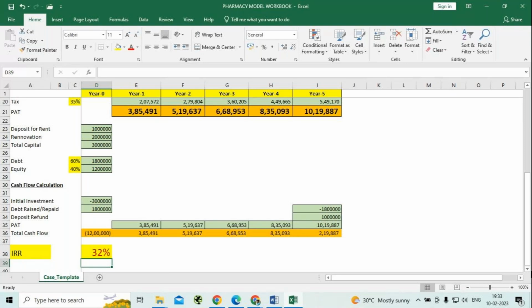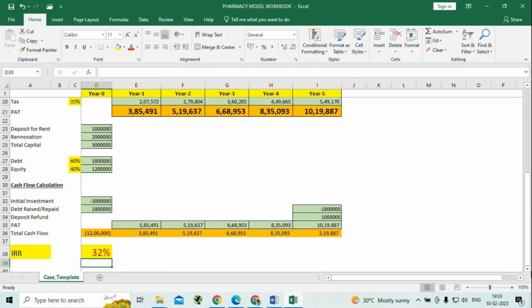So, is it now advisable for a financial analyst to go ahead with this franchisee or not? We were expecting 20%, and it has crossed 20%. That means we can suggest to this business owner to go ahead with this franchisee.